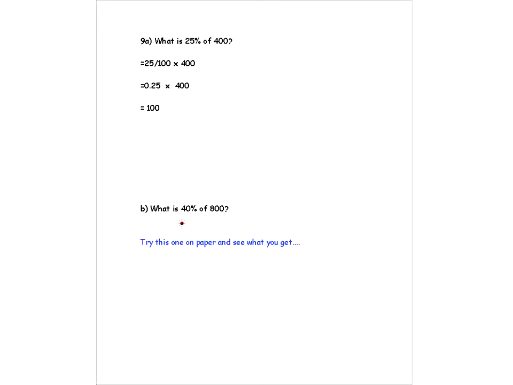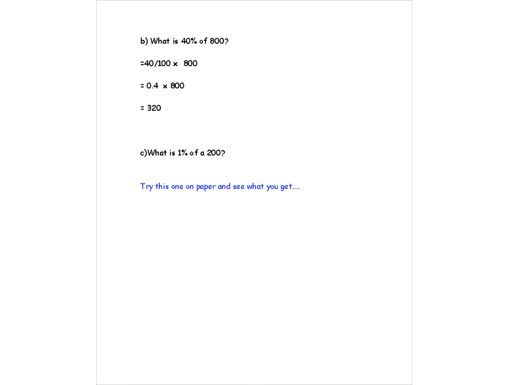Okay, so for the next one, for B, try this on a piece of paper. See if you can use the steps that we just used, and see if you can get the answer for 40% of 800. Okay, so 40% of 800, 40 over 100 times 800, 0.4 times 800, 320.